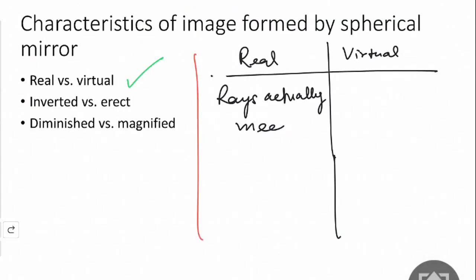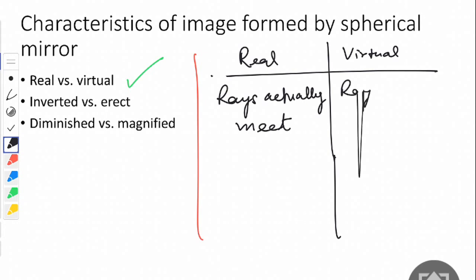Okay. So there's some glitch here. That's fine. So here rays actually meet, and in virtual rays. What's going wrong? Rays meet.